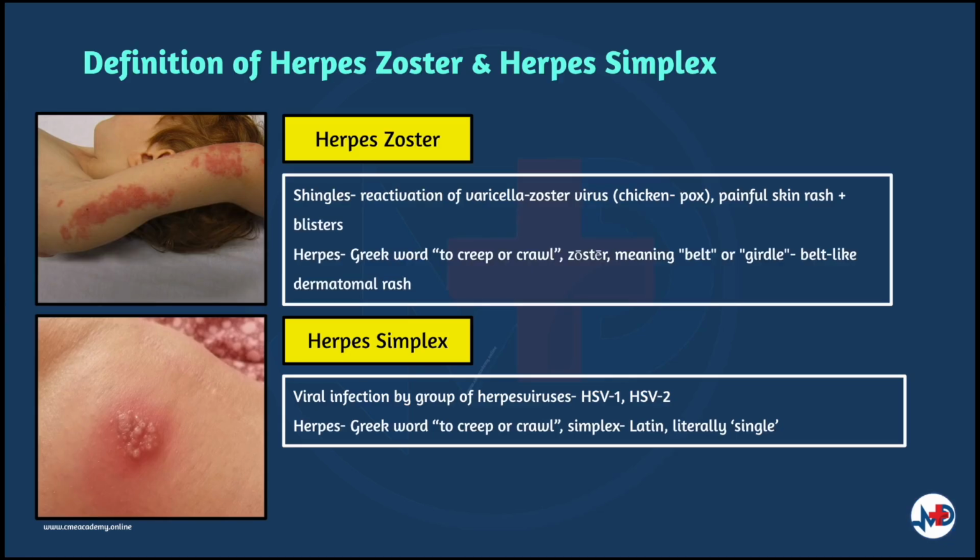Let's get started. Before we begin discussing further, let's begin by understanding what are herpes zoster and herpes simplex infections. So the words herpes and zoster originate from the Greek words meaning to creep or crawl and belt or girdle respectively. Herpes zoster is also known as shingles, a viral syndrome due to the reactivation of the varicella zoster virus, the virus causing chickenpox, which manifests as painful skin rashes with blisters. While the word simplex in herpes simplex has a Latin origin which literally means single. Herpes simplex is a viral infection by herpes virus 1 and herpes virus 2.